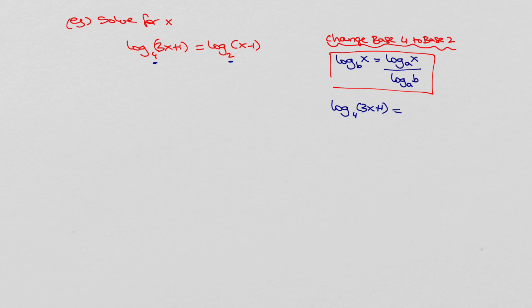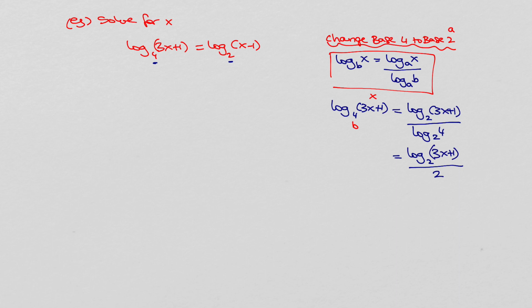And I'm going to say, well, what's a, what's b, and what's x? So the old base is b, which is 4. The number x is going to be 3x plus 1. And my new base a is going to be base 2. So therefore, log x to the base a is going to be log 3x plus 1 to the new base, which is 2, over log of the old base 4 to the new base 2. So in other words, if I simplify that, that's log 3x plus 1 to the base 2 over log 4 to the base 2. And if I type into my calculator log 4 to the base 2, I get the number 2.